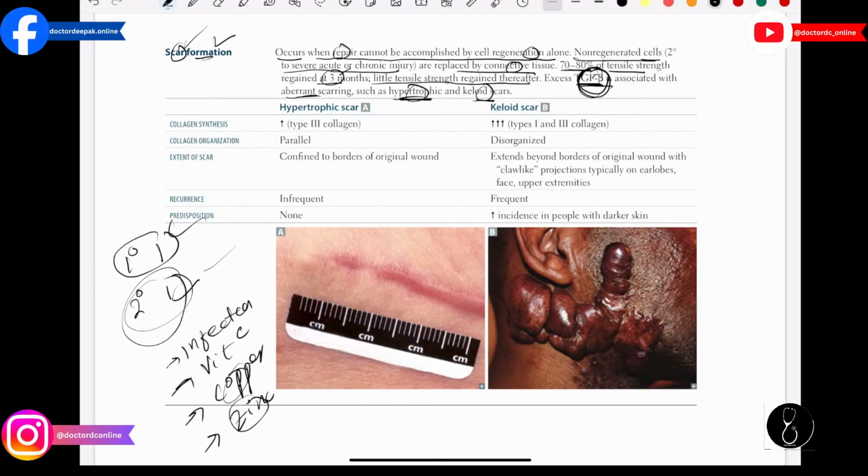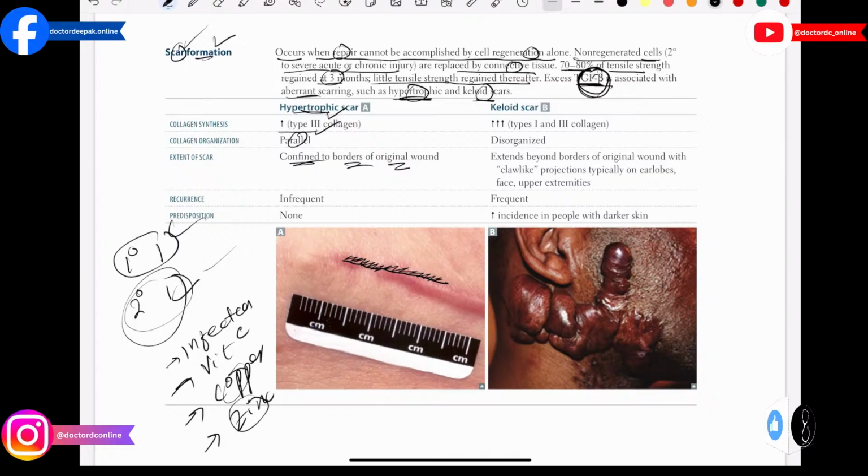Basically, hypertrophic scar is a condition in which there is excessive production of scar tissue that is localized to the wound edges. So basically, hypertrophic scar is the excessive proliferation of tissue that is localized to the wound. And here they mention in hypertrophic scar there is more type 3 collagen, the collagen is going to be organized in a parallel fashion. Then the excessive collagen is confined to the borders of the original wound. You can see this is the original wound, and the excess collagen tissue is confined within the original border.